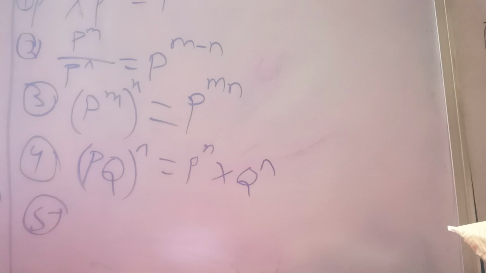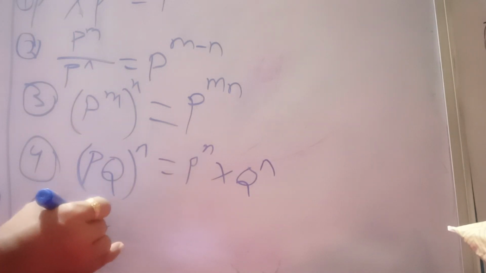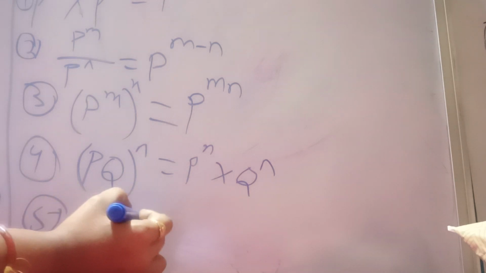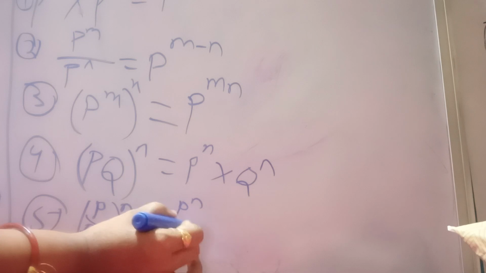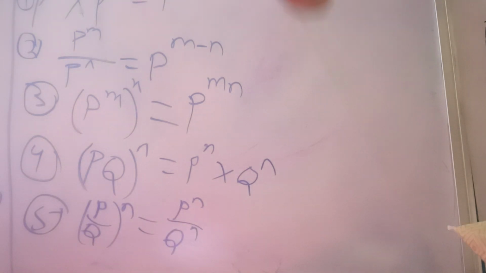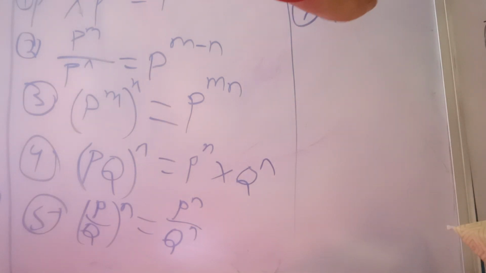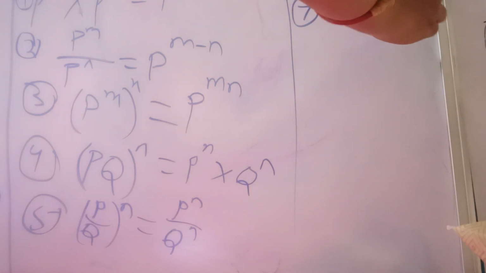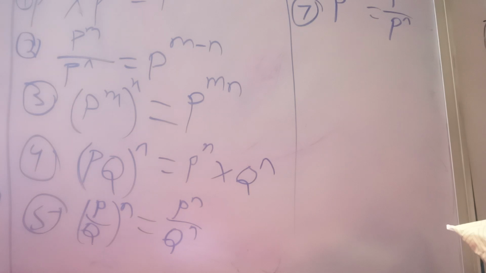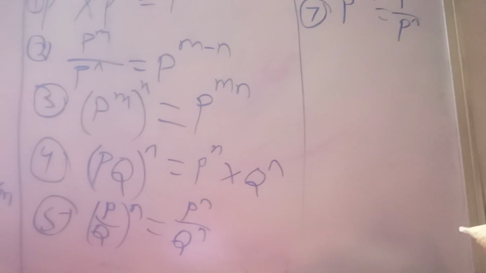Then fifth point is p by q to the power n equals p to the power n divided by q to the power n. Sixth rule is p to the power 0 equals 1. Seventh rule is p to the power minus n equals 1 by p to the power n. These are the 7 rules of indices, and these are the 5 rules of surds. Now let's do some questions so that we can understand these problems.